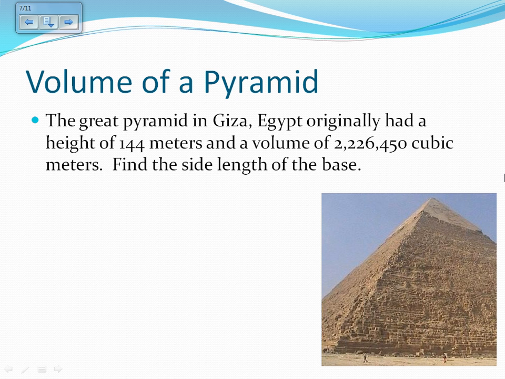Kevin, do you have that answer for me? 2,226,450 divided by 48. Can you just give me the numbers? 46,384. We'll leave the decimals off. It's not going to make a big difference. And then, what shape is the base? So what do I need to do to find the side length?